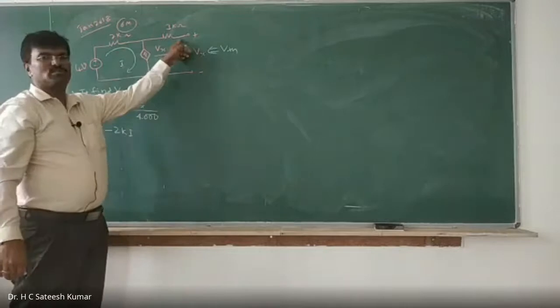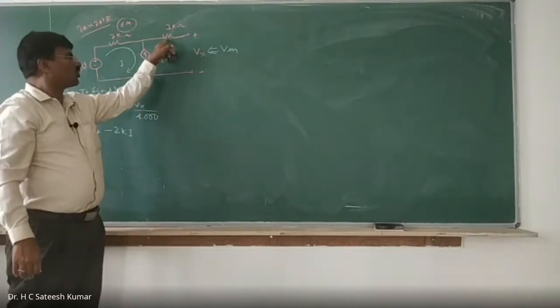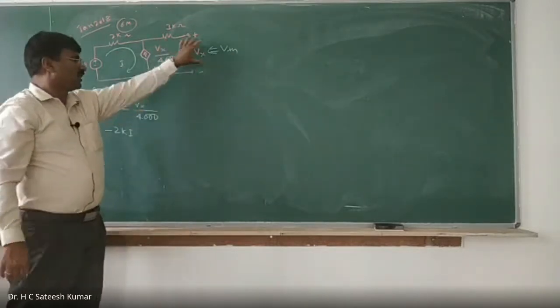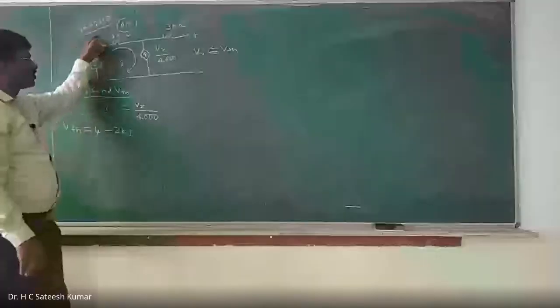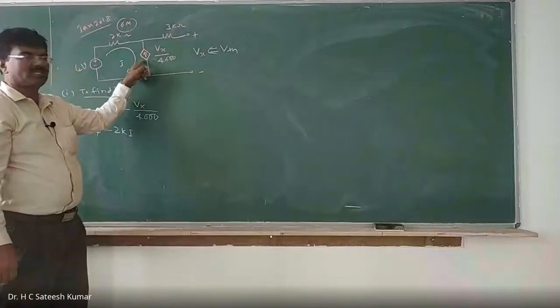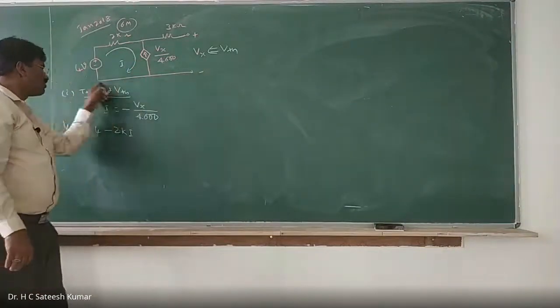Now I'll go this way, but current is not there, because it's open circuit, no current will flow. To find out VTH, I cannot go this way because the current source is there. I will have to go this way only.